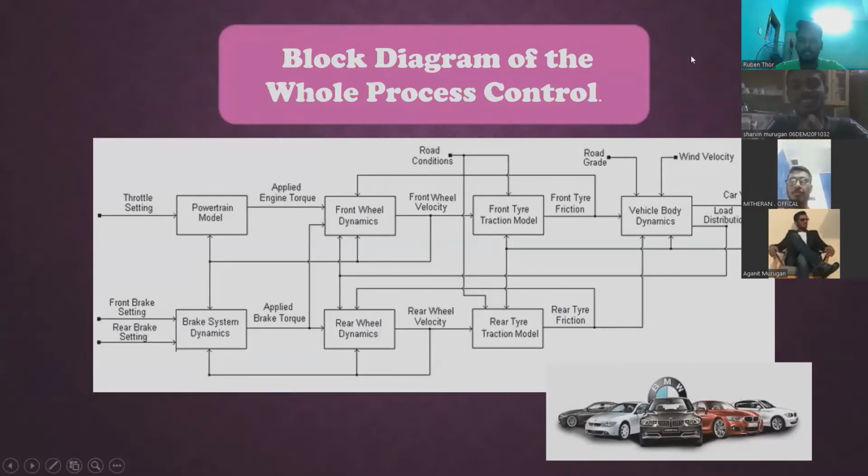This is the block diagram of the whole process of controls of a car. Firstly, control setting, powertrain model, apply engine target, front wheel dynamics, and then front wheel velocity, front tire traction model, vehicle body dynamics, rear tire traction model, and front brake setting and rear brake setting, brake system dynamics, rear wheel dynamics, and rear tire traction model. Okay, next.